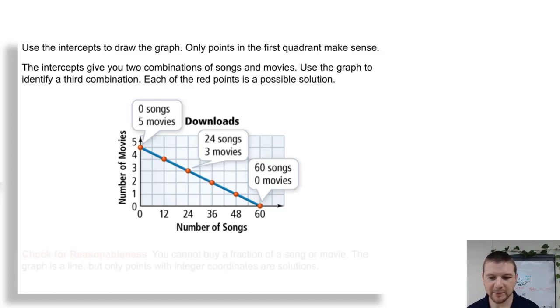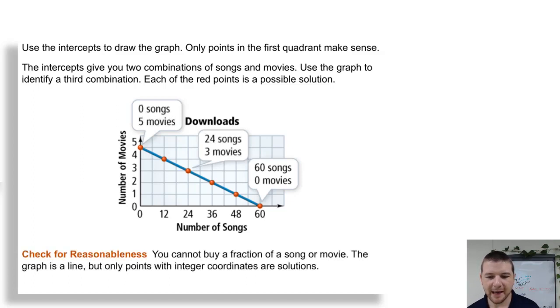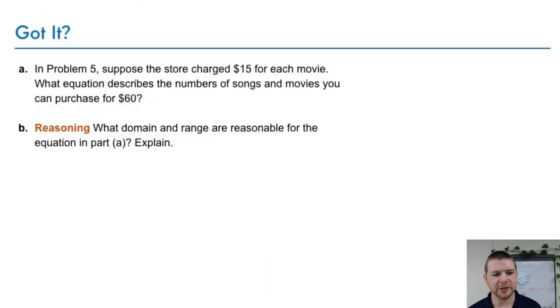We should check for reasonableness. You cannot buy a fraction of a song or movie. The graphs align, but only the points with integer coordinates, or I'd go so far as to say whole number coordinates, are solutions. Your turn.